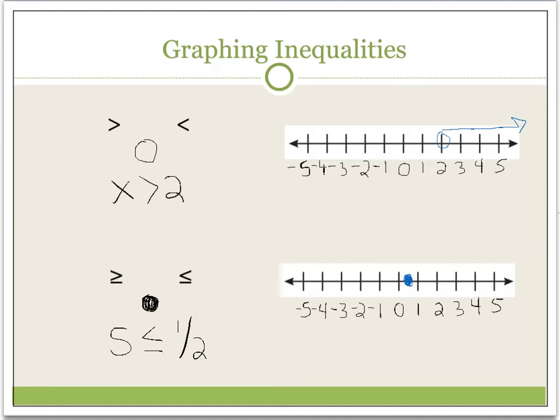So I would make a closed circle at 1/2. And then I'd have to find which direction to go. I come back and I look at my inequality and it says s is less than or equal to. So the less than part means that I'm going to have to travel to the left. And so that's how you would graph those inequalities.